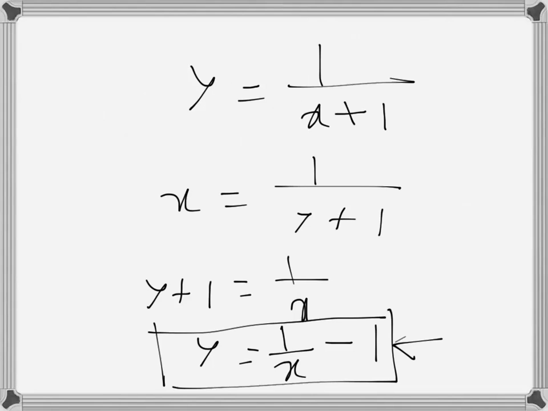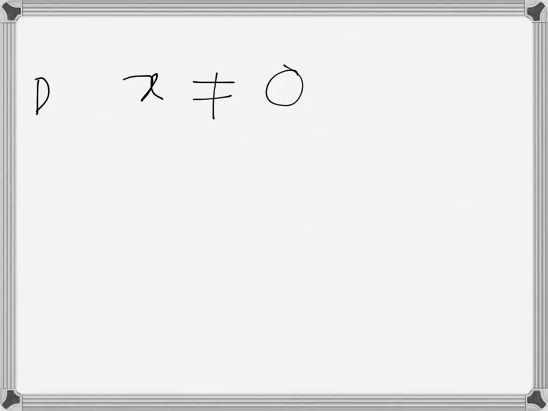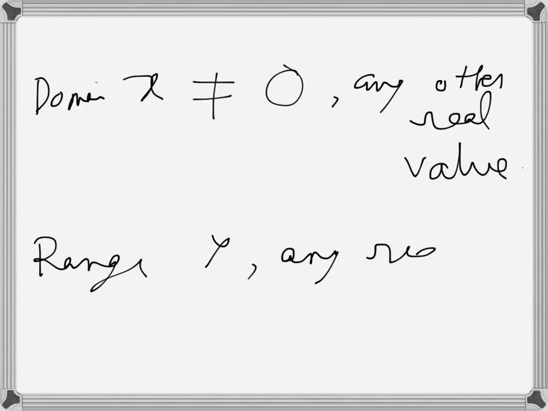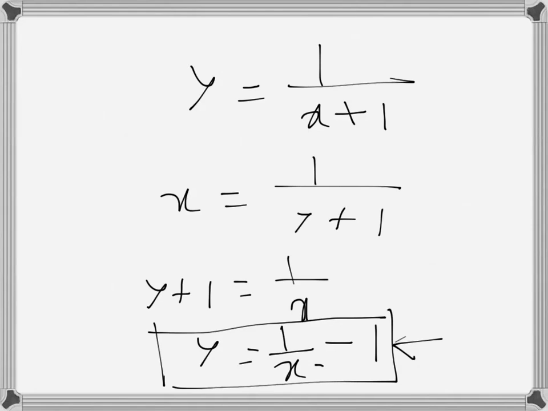So domain, we can see that x cannot be 0, because if x is 0 here, the 1 over 0 becomes indeterminate, so x cannot be 0, and so domain is x cannot be 0 or any other real value basically. But range y can take any real value because there is no restriction, any real value.